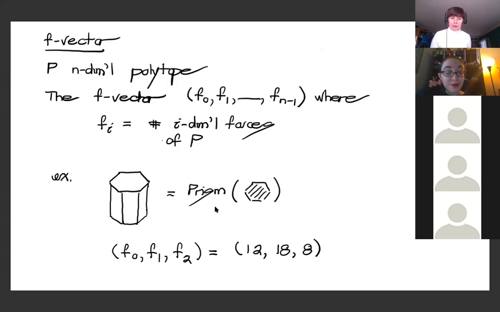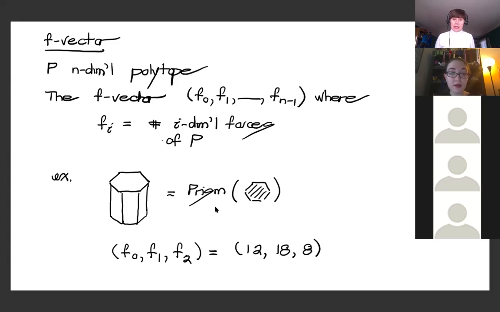So here I have the prism of a hexagon, and F0 is going to count the number of zero-dimensional faces, in other words, vertices. You can see I have 6 vertices on the top, 6 on the bottom. That adds up to 12. F1 counts the number of edges. I have 6 edges on the top because it's one-dimensional faces, 6 on the bottom, and then on the sides, there's actually 6 more edges standing up. So 6 times 3 is 18.